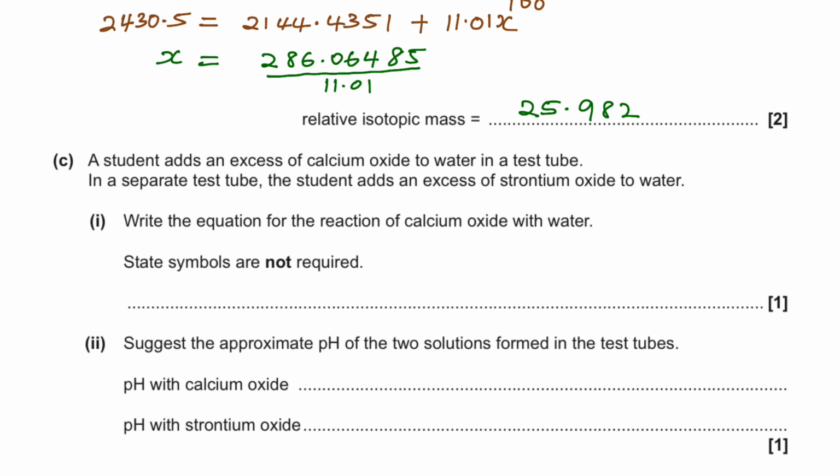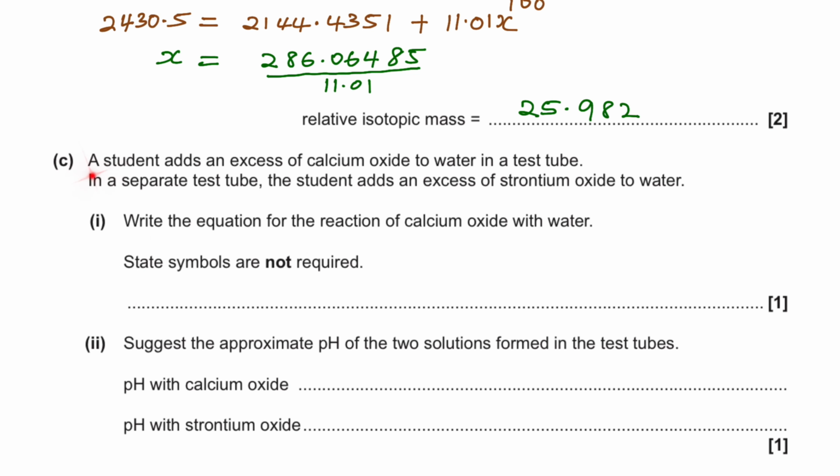C, a student adds an excess of calcium hydroxide to water in a test tube. In a separate test tube, the student added an excess of strontium oxide to water. 1. Write the equation for the reaction of calcium hydroxide with water. State symbols are not required.